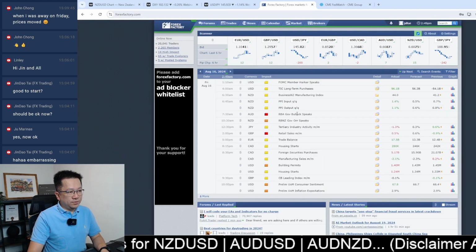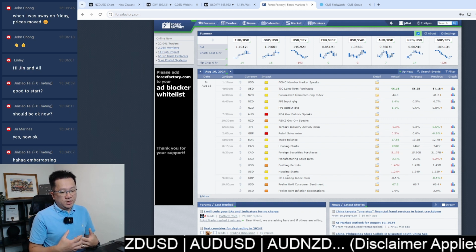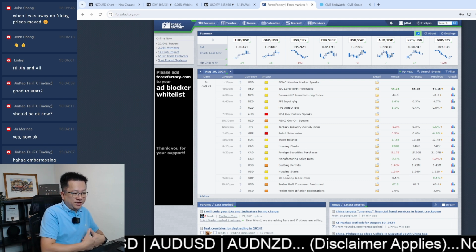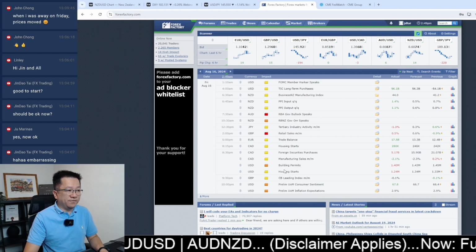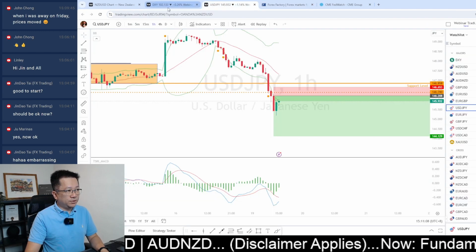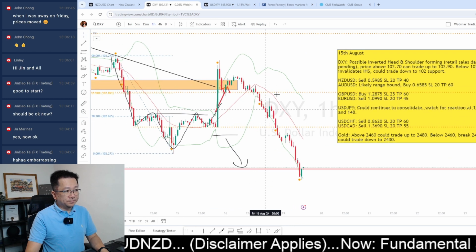All right, so that was the news, or rather the lack of news, but a confirmation or a solidification or a digestion of the dovishness from the Federal Reserve, which saw the dollar index turn right down from Friday.